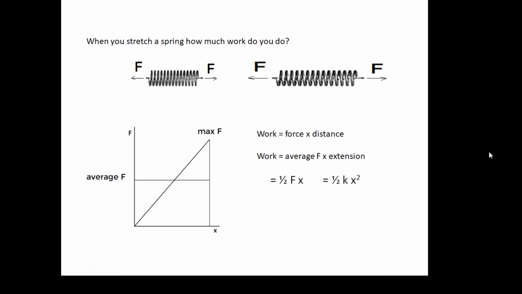So what you can say is that the work is the average force times the extension, in which case, if it's a straight line, then the average force is just half of the maximum. So it's a half Fx, and we can substitute into that a half kx squared. That's an expression for the energy stored by a spring, a half kx squared.